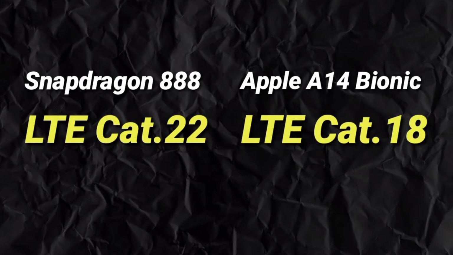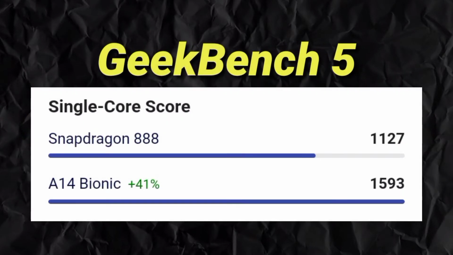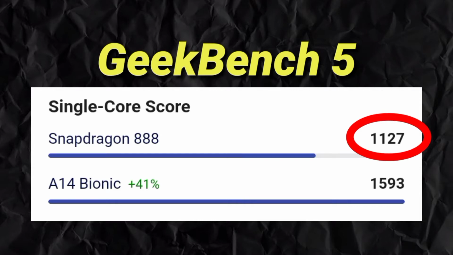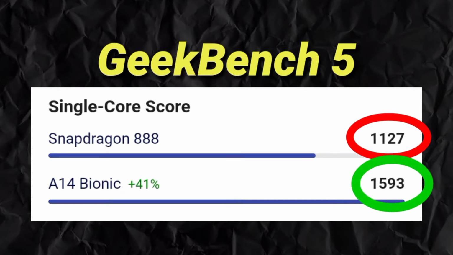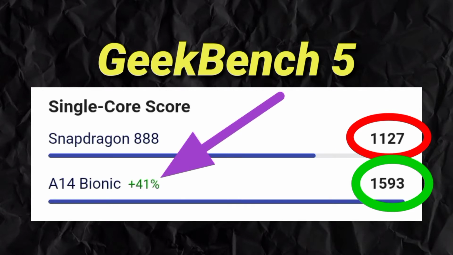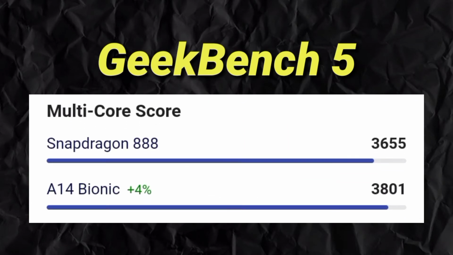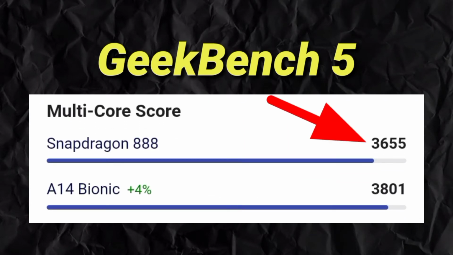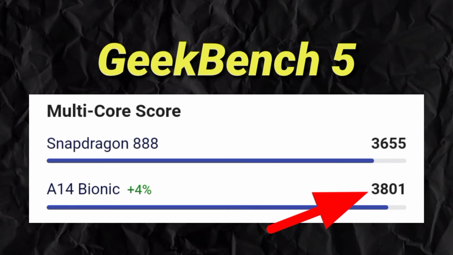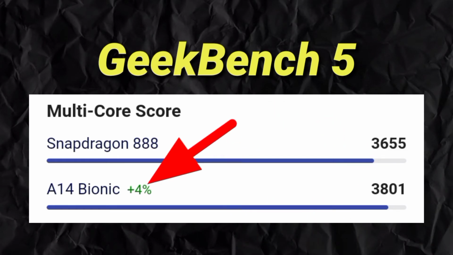Now it's time to measure Geekbench 5. In the single core, we can see that the Snapdragon 888 scores 1127 and the Apple A14 Bionic scores 1593. So that means it is 41% faster in the single core. If we count the multi-core, the Snapdragon 888 scored 3655 and the Apple A14 Bionic scored 3801. That means it is 4% faster in the multi-core as well.